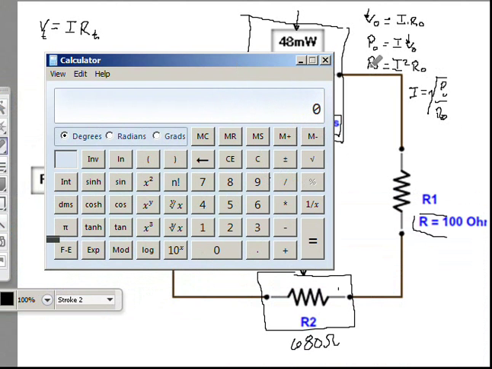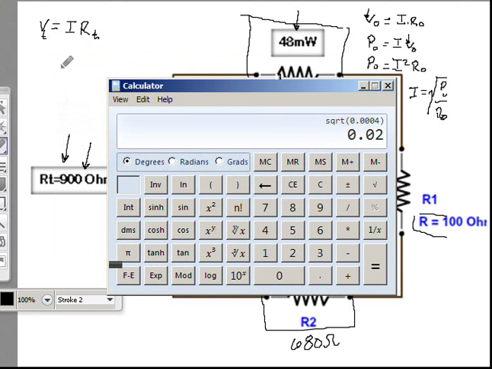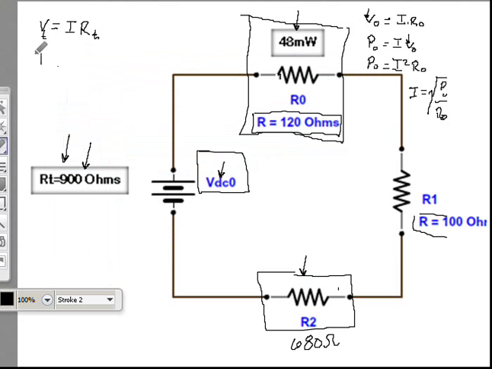And the power at R0 is 48 milliwatts. So 48 milliwatts divided by 120 ohms equals 0.0004. Now we take the square root of that. So my current at R0, or total current if you will, is equal to 20 milliamps.